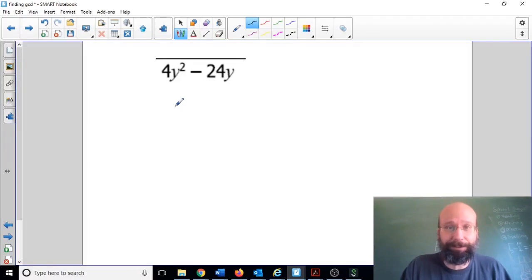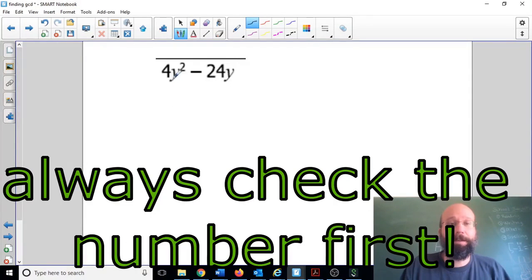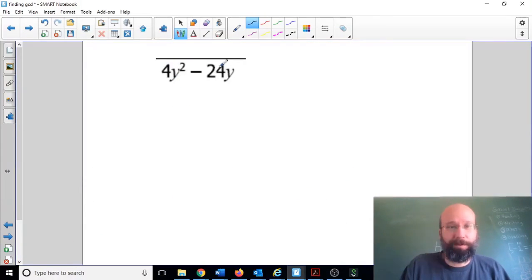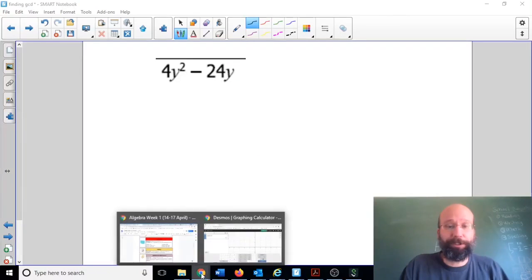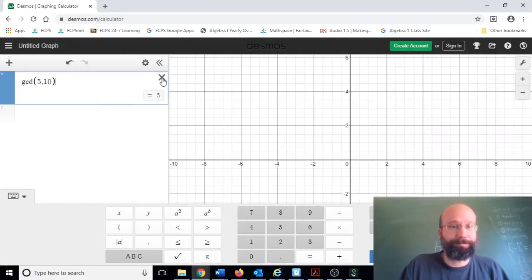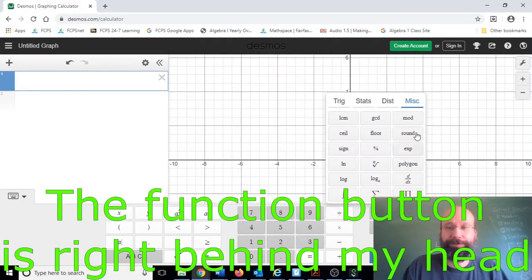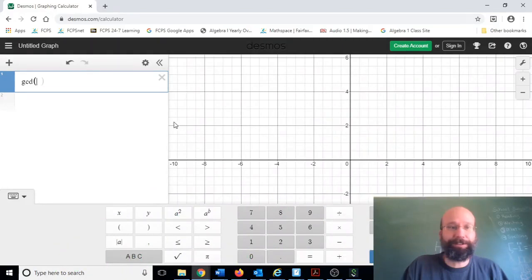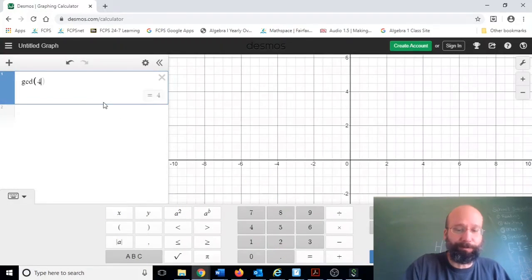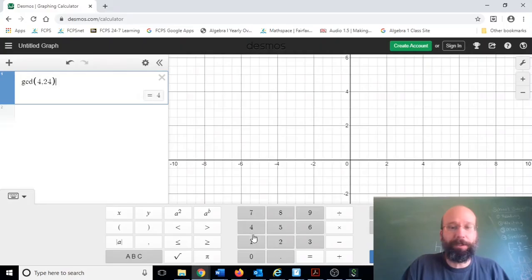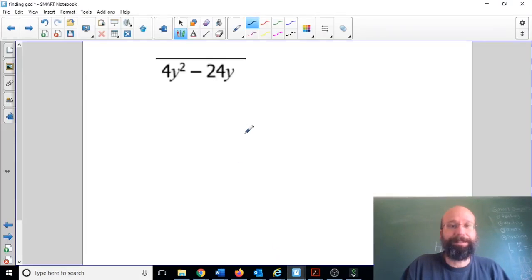So the very first thing we do is check to see if 4 and 24 have a GCF. So we're going to go to Desmos, and I'm going to show you from the start again. You hit this keyboard and you go to Functions, and it's in Miscellaneous under GCD. So you put in the two terms, 4 and 24, and it tells you that the GCD, or in our case, the GCF, is 4. So we know that our GCF for the two numbers is 4.